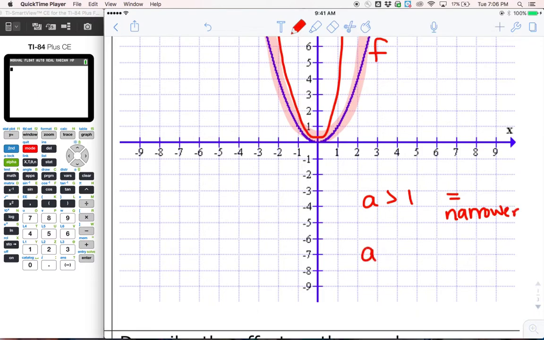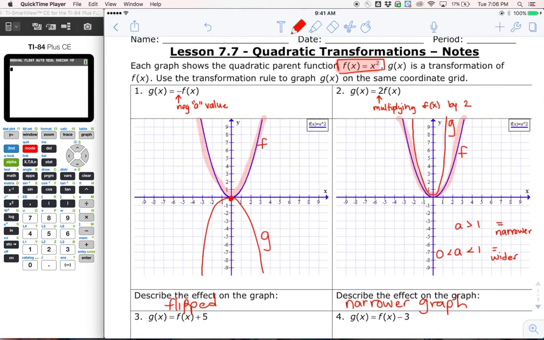And if I say A is less than 1, but still greater than 0, right? We get wider. And of course, we're not worried about the sign, positive or negative, when we say that.